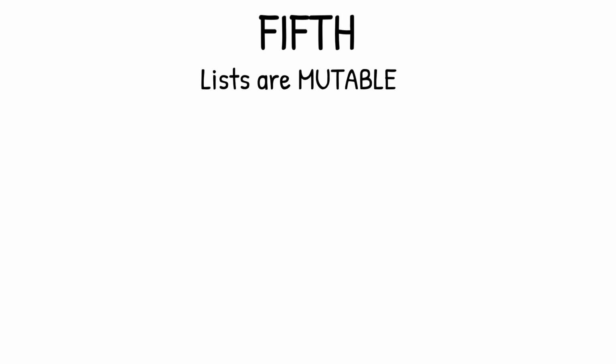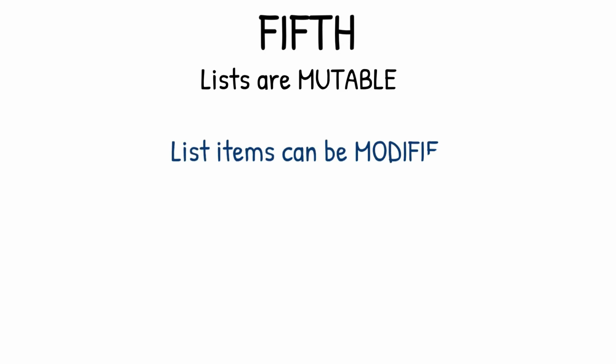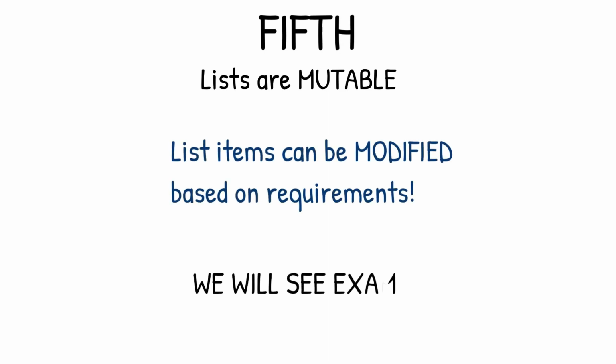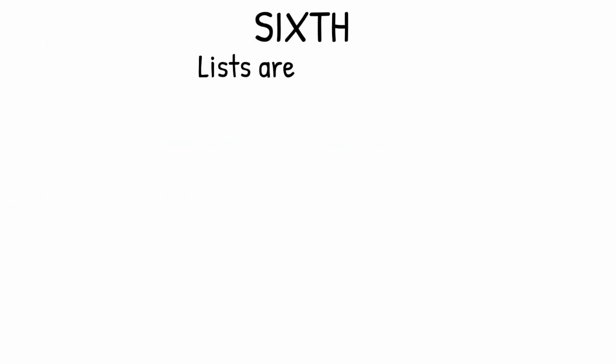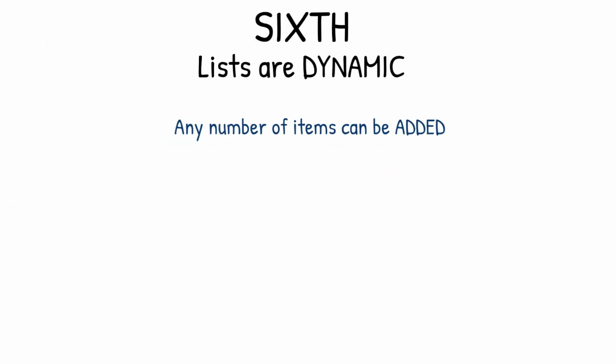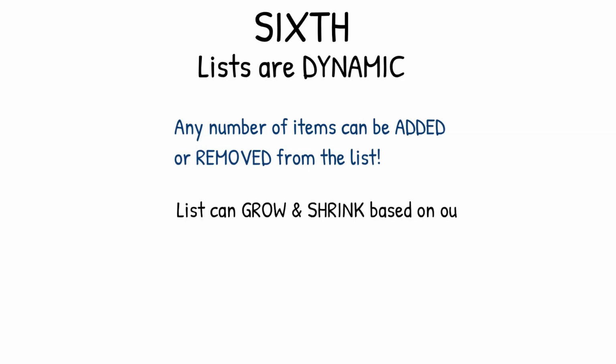Fifth, lists are mutable. This is a very important point to remember. This simply means that the items in a list can be modified. We will see the example while coding. Last point, lists are dynamic, which means that unlimited numbers of items can be added or removed from the list. We can insert items at any position and pop off any item from the list. This makes a Python list completely dynamic, which can grow and shrink based on our requirements.